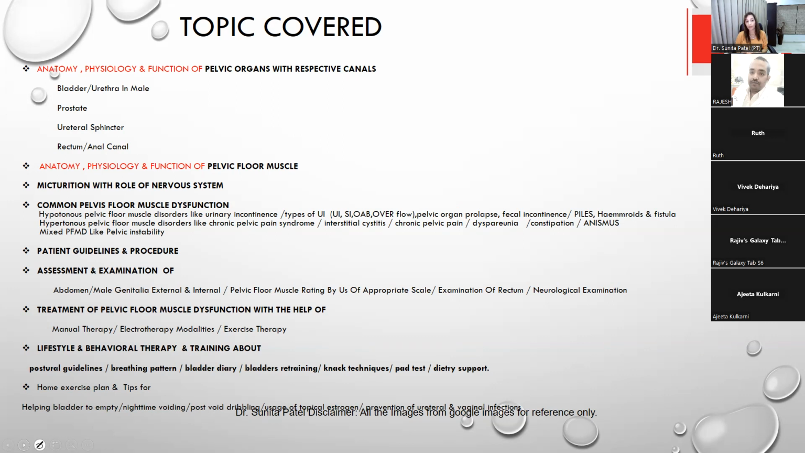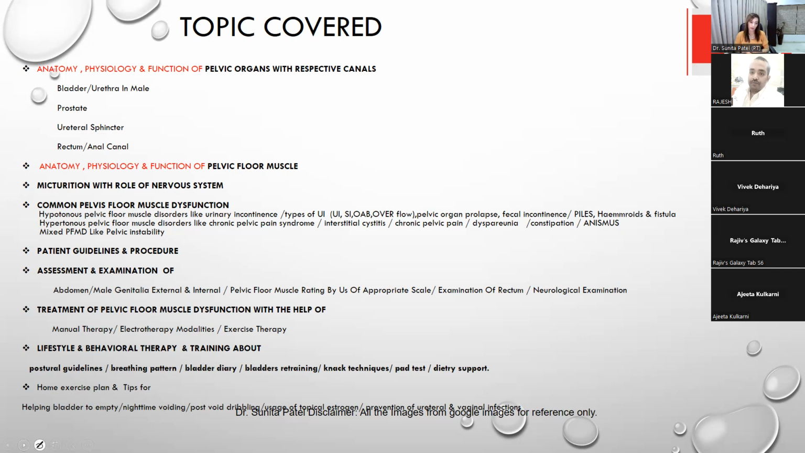We'll understand hypertonus pelvic floor dysfunctions like chronic pelvic pain syndrome, interstitial cystitis, chronic pelvic pain, dyspareunia, constipation, anismus. We will also get to know about mixed pelvic floor conditions, when the patient is suffering from both hypo at one place and hyper at one place. So these are all the conditions where you are going to support your patient after these 5 days, and you are going to add this new area in your practice.